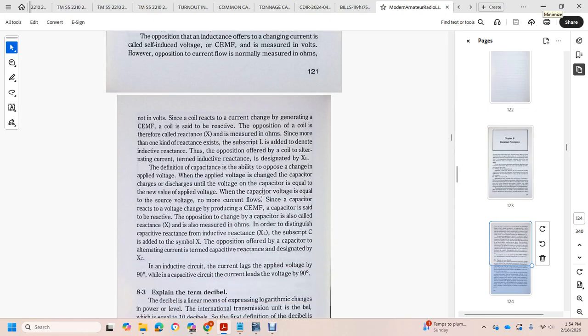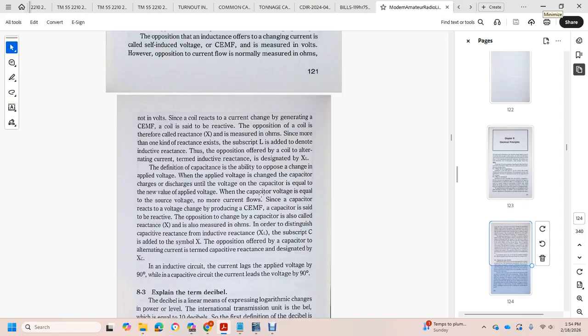Definition: capacitance opposes change in the applied voltage. With the applied voltage changing, the capacitor charges and discharges. The voltage across the capacitor is equal to the value of the applied voltage when the capacitor voltage is equal to the source voltage and no current flows. Similarly, the voltage of the chain is produced by counter EMF, and the capacitor is shown to be reactive. The opposition of the chain with the capacitor is called the reactance. It is measured in ohms.